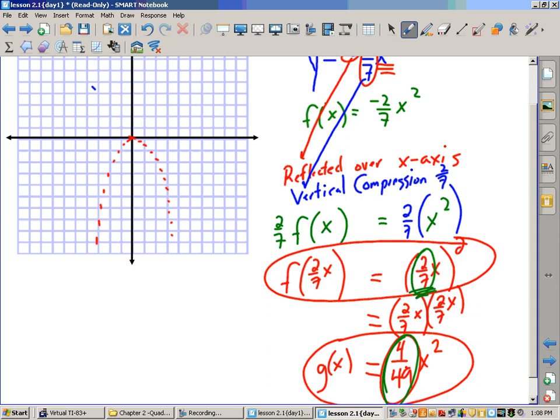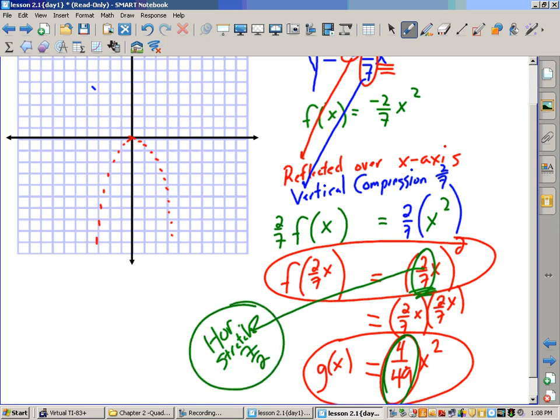What factor is this horizontally stretched by? Some of you are saying, how can that be stretched? It's 2/7. Whenever you do things horizontal, what do we have to do to the factor? Reciprocal. It's a horizontal stretch of 7/2. 7/2 is 3.5. So that's bigger than 1, so that means stretch.